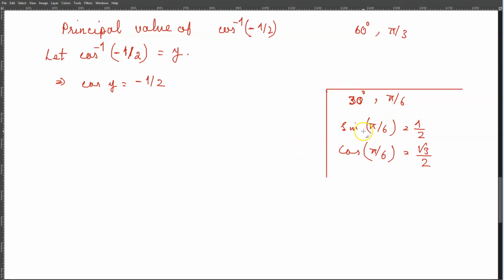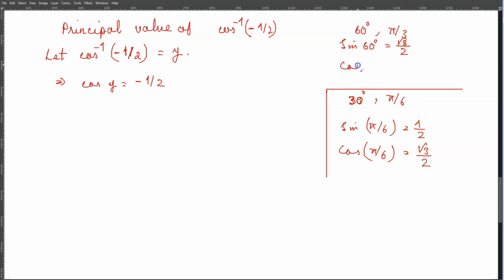But long story short, when you have 30 degrees, sine of pi by 6 or sine of 30 degrees is equal to 1 by 2. Cos of the same angle is equal to square root of 3 by 2, right? Now, when it comes to 60 degrees, the sine of this angle, the sine of 60 degrees, is the same thing as the cos of the other angle, which is square root of 3 by 2.